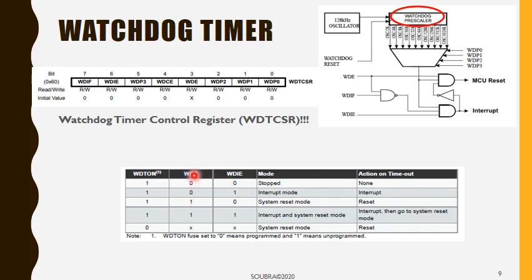Then I can only use the system reset mode by enabling the WDE field here and putting a 0 in the interrupt. So this should be a system reset. And of course, if I want both, all I have to do is put 1, 1 in both fields. Right?